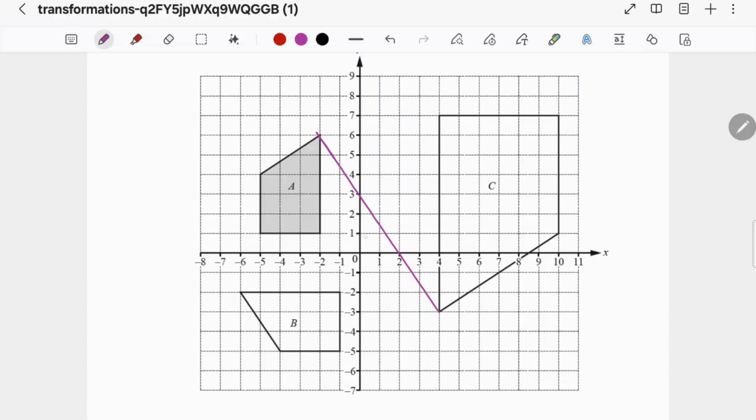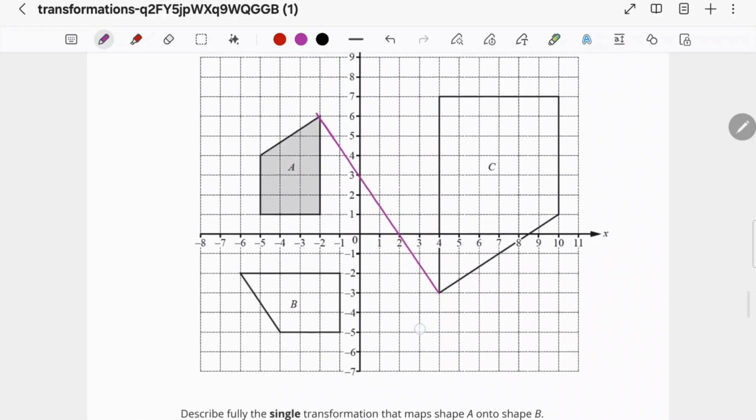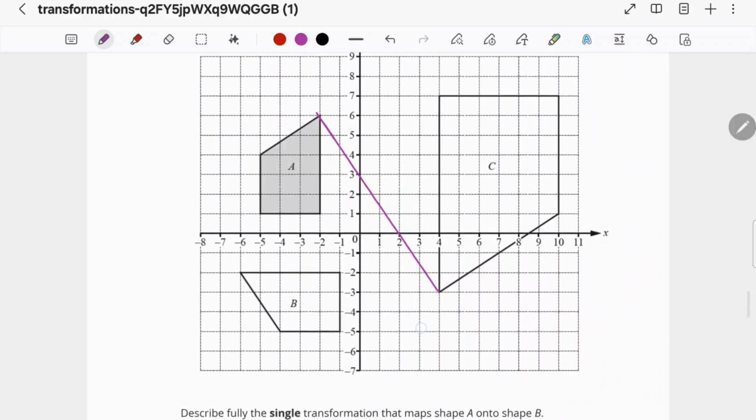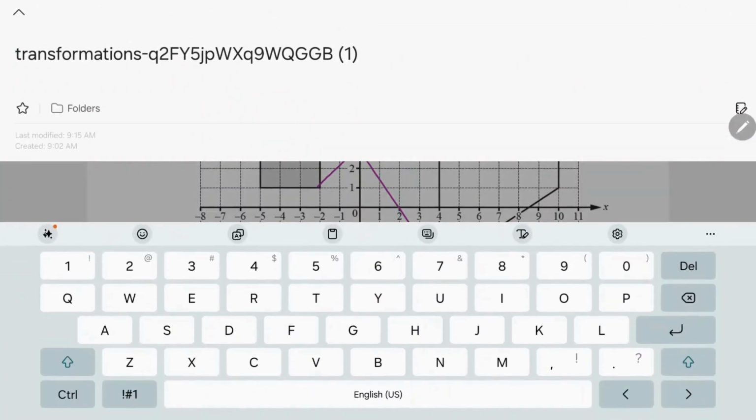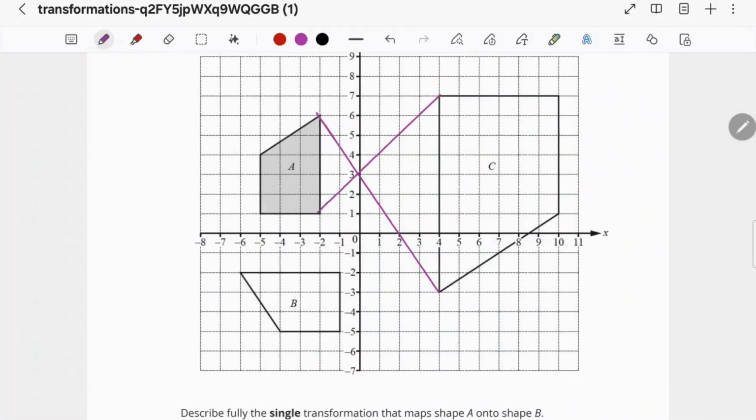So I have joined a pair of corresponding vertices. So are these both corresponding? Yes, this vertex and these both vertices are corresponding vertices, so I have joined those, and one more pair. Now look at it. So these both have intersected at the point.